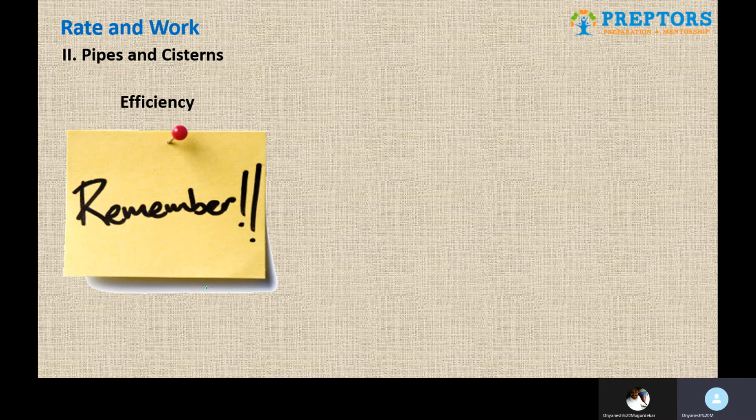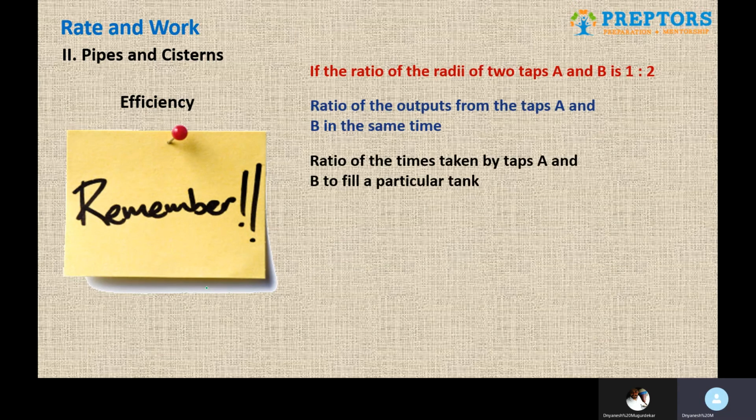The second part is pipes and cisterns, and this is also very similar to rate and work, but let's first do the same thing that we explored earlier, which is the ratio. Here they are talking about the ratio of the radius of the two taps A and B, which is in the ratio 1:2, and they are asking us to figure out two different ratios. One is the output from both the taps, and one is the time taken by both the taps. Output means how much water is coming out of that tap, and usually the radius is given, so assuming the tap is of a circular shape.